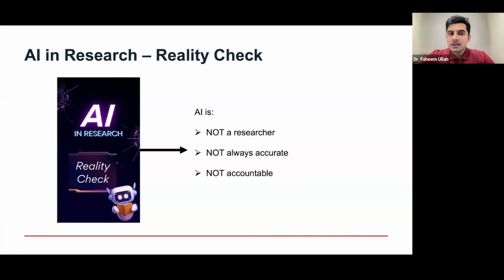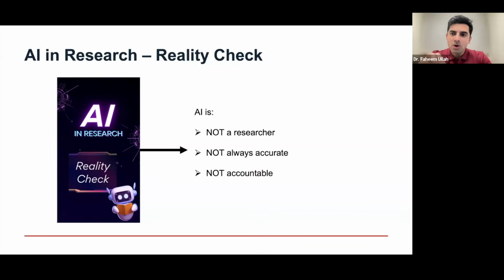Okay. Now, the next point is that we use AI tools, it's good, there are benefits to it, but there is a certain reality as well. And the reality is that AI is not a researcher. AI may not always be accurate, and we cannot hold AI accountable, right? If something goes wrong, a person needs to be responsible, not a machine or an algorithm, right? This is something that we need to keep in mind when we are using AI tools.